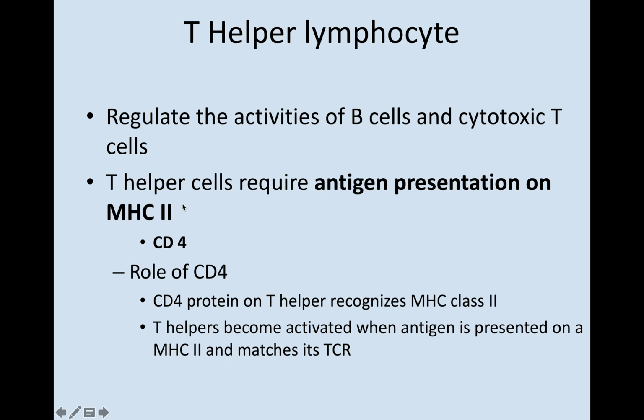So T helpers need antigen presentation from an antigen presenting cell, and those are the B cells, the macrophages, and the dendritic cells. T helper cells have CD4, and CD4 interacts with MHC2. CD4 kind of grabs a hold of the MHC2 protein, and it stabilizes the bond between the antigen presenting cell and the actual T helper cell.